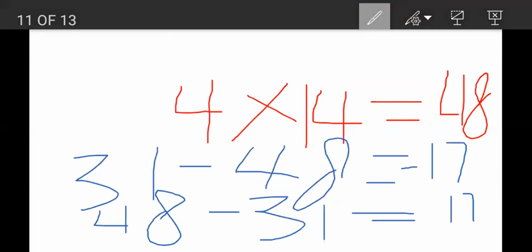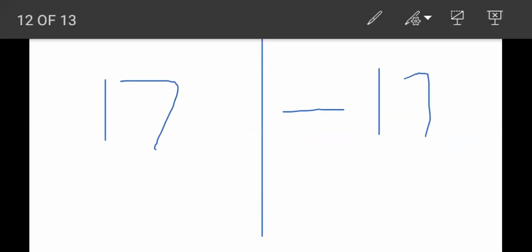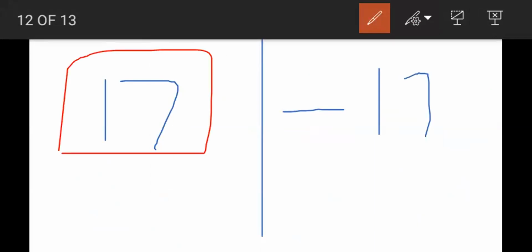Therefore, it means our answers are minus 17 and 17. So we have 17 and minus 17. So the difference will now be what? What is the positive difference? The positive difference is now 17. So you just write it as your final answer.